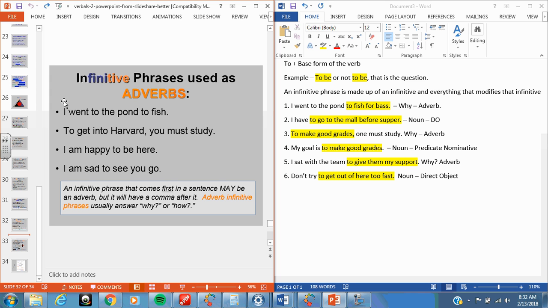Why don't you do the same for adverbs? So I went to the pond to fish. Why did you go? You went to fish. To get into Harvard, you must study. Why must you study? To get into Harvard. I am happy to be here. Why are you happy? This is an adjective. So to be here, so happy. It's modifying happy, the adjective. Same thing with the next sentence. I am sad to see you go. To see you go is modifying sad. Why are you sad?